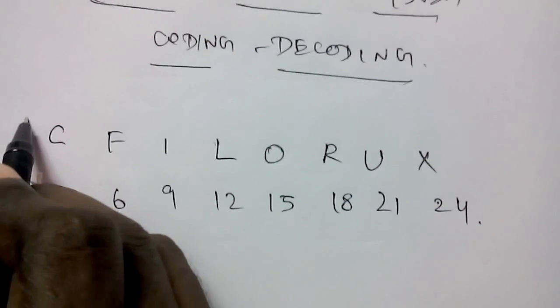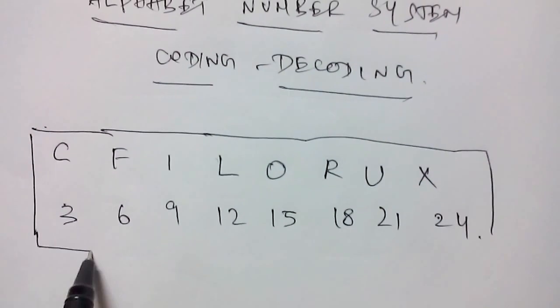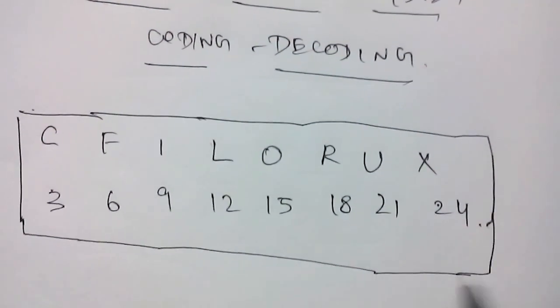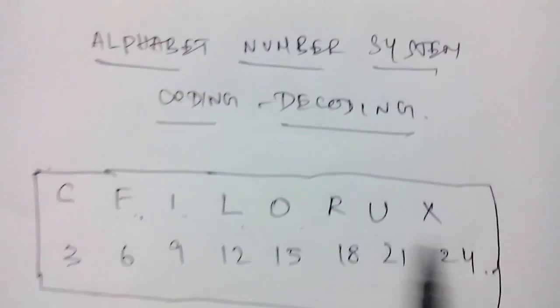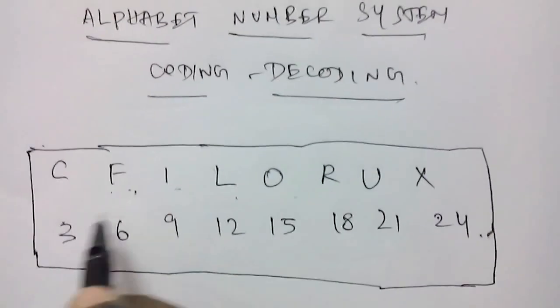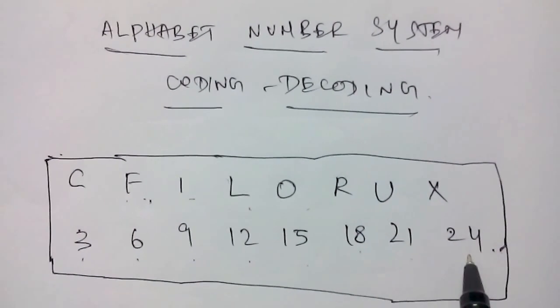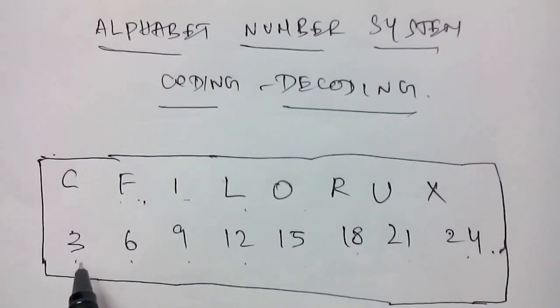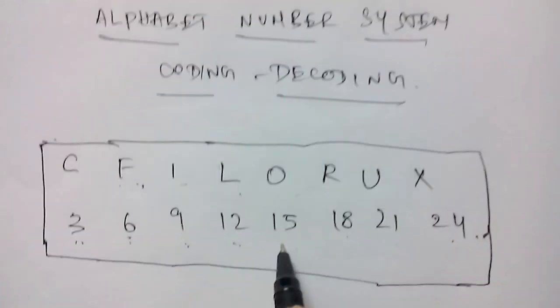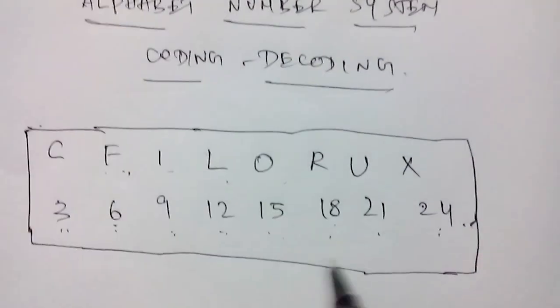So remember that whenever you get a problem of alphabet number system, just write down this formula in the answer sheet. Okay, it is CFILORUX, and write down the numbers there. It is like 3, 6, 9, 12, 15, 18, 21, 24. It comes in the multiples of 3. It is very easy for you to remember. 2 3s are 6, 3 3s are 9, 4 3s are 12, 5 3s are 15, 6 3s are 18, 7 3s are 21, 8 3s are 24. They are all multiples of 3.